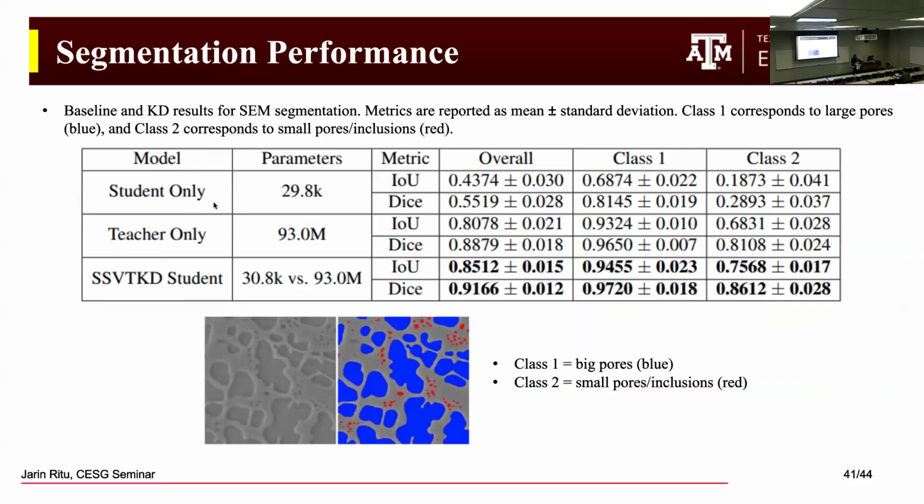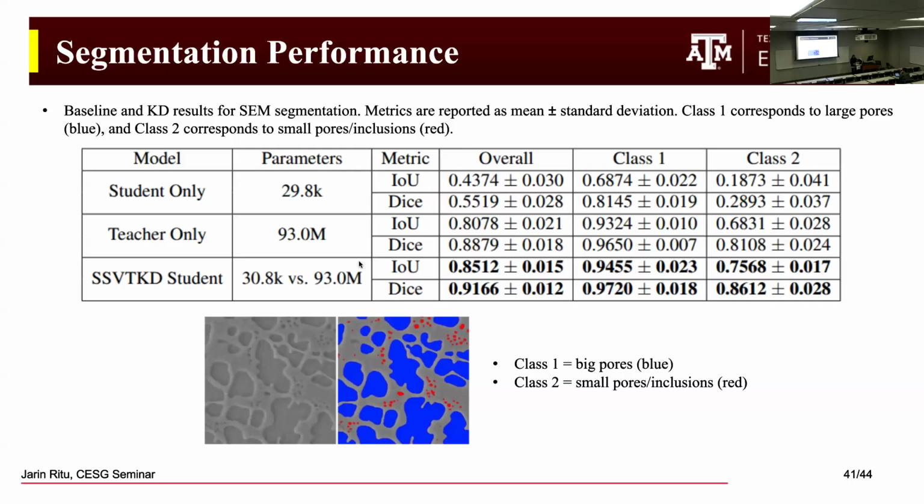So these are the segmentation performance results with SSTKD. When I used only the student, only the tiny UNet architecture, which has 29.8K parameters, I measured the IOU and DICE score. They measure the overlap between the output and the ground truth, so we need both values to be higher for the segmentation quality to be good. For the student model on the large classes, the blue ones, it got 68.75 and 81.45, but on the smaller classes, the small red things, it did pretty badly. It's like 0.18 and 0.28. It couldn't segment out anything.